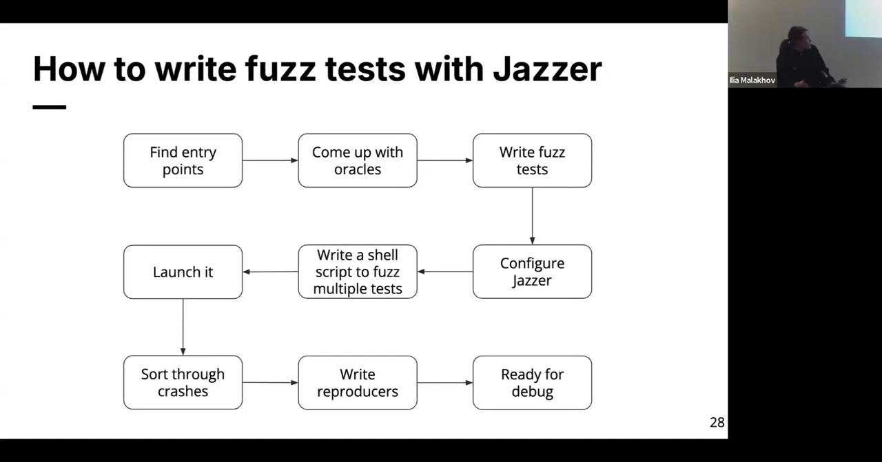Now, when we know the specifics, this is actually how we have to use Jazzer. There are 9 steps, and as you can see, some of them are not very much related to fuzzing, but like I said, without this script, the fuzzing time increases dramatically. So we have to do it.